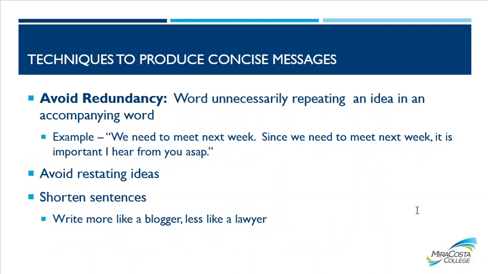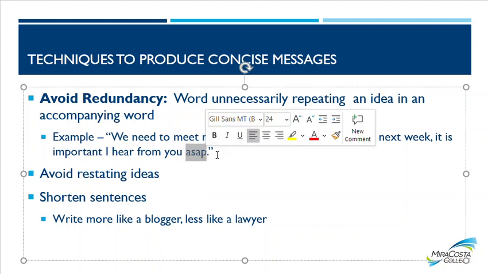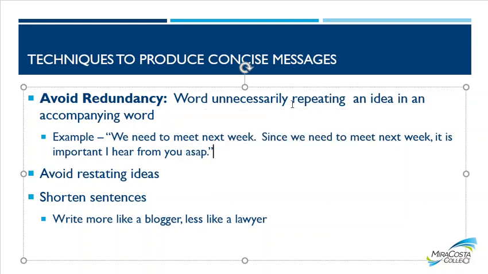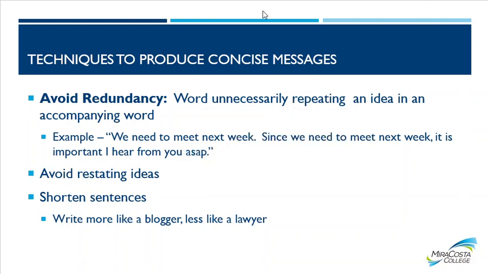Techniques to produce concise messages: avoid redundancy, which is unnecessarily repeating an idea with an accompanying word. Make sure when you're proofreading your messages that you're not being redundant and saying the same thing over and over again. An example of this would be, we need to meet next week. Since we need to meet next week, it is important I hear from you ASAP. So one, ASAP is a big no-no, right? And two, you're saying the same thing twice. You're being redundant. Avoid restating ideas, shorten sentences, and write more like a blogger, less like a lawyer.